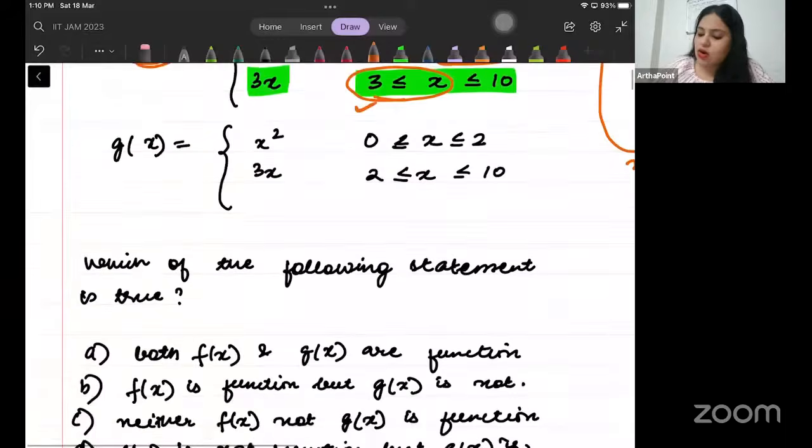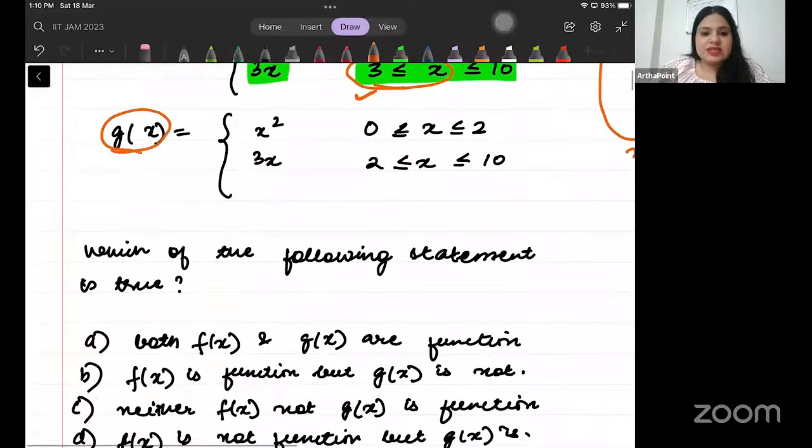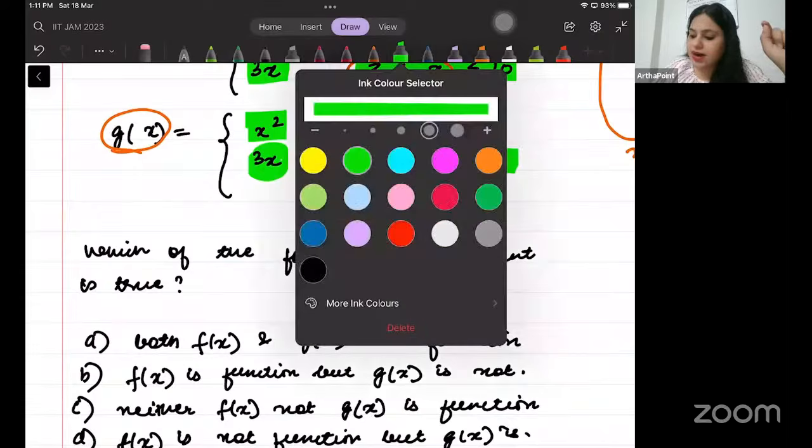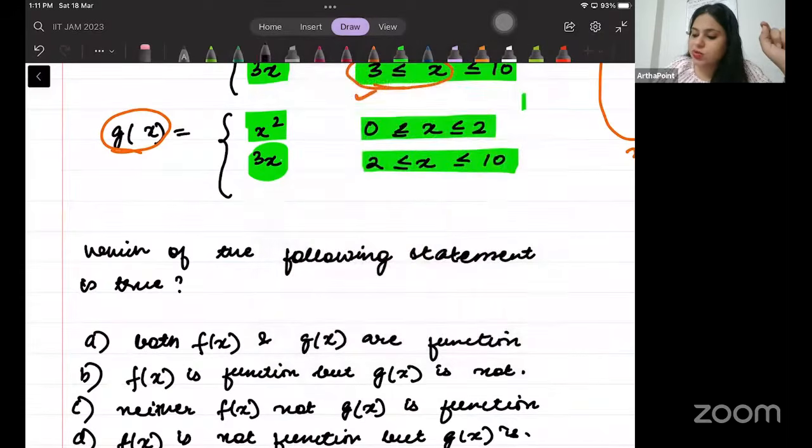Now, let's talk about g(x). See that this function also takes the values x square and 3x. X square when my x is between 0 to 2, and 3x when my x is between 2 to 10. Right? So again, I have this x where x equal to 2 is included on both the parts of the function. Here also it is included and here also it is included.